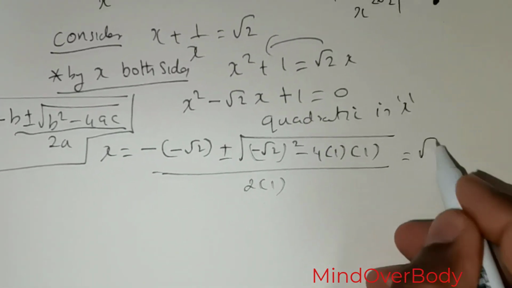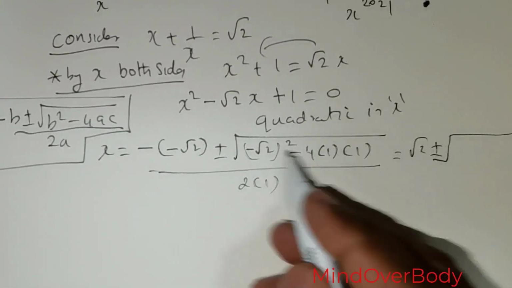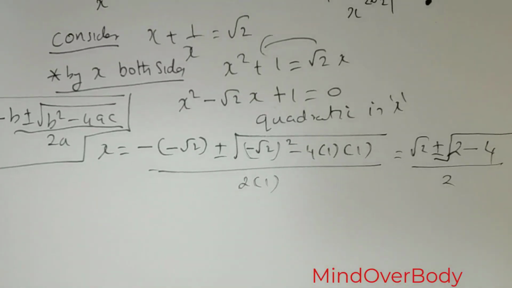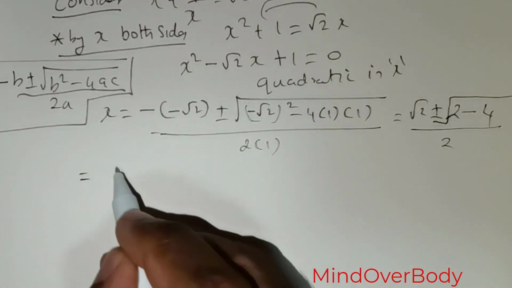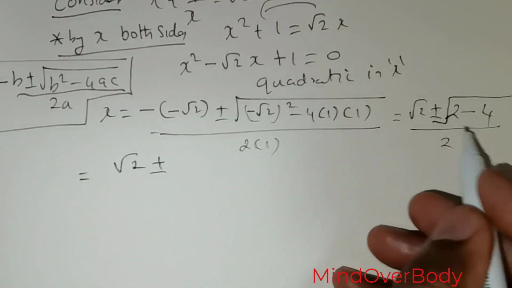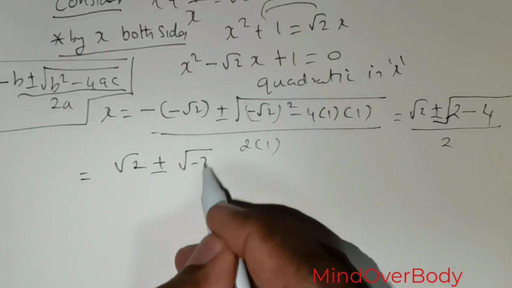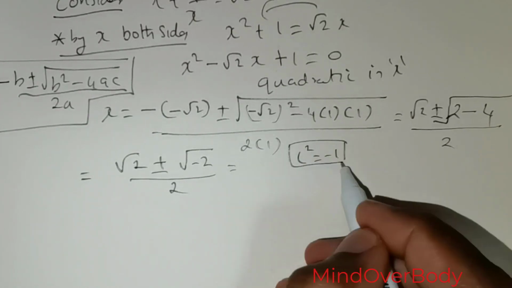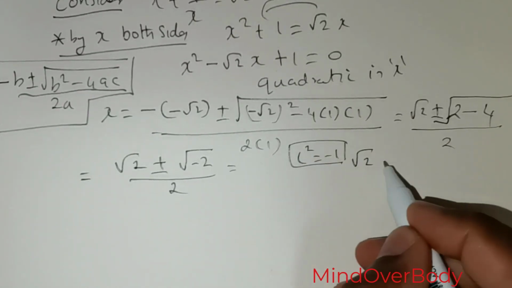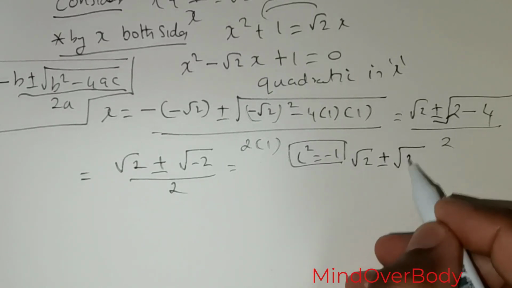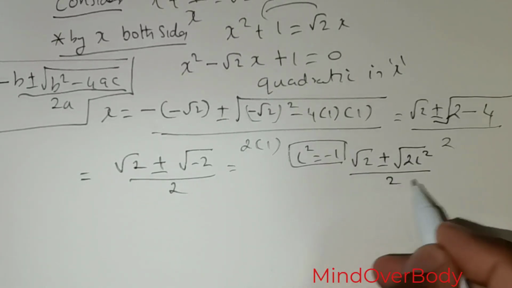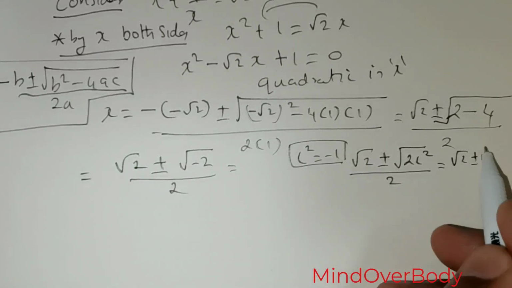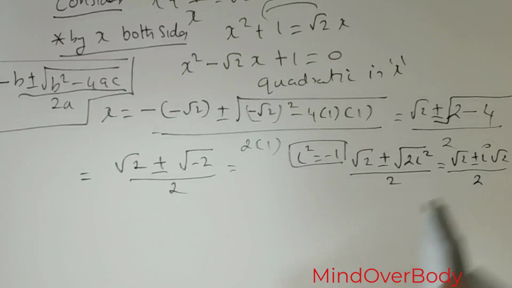I can rewrite this as root 2 plus or minus square root of 2 minus 4, divided by 2. I can further rewrite this as root 2 plus or minus square root of negative 2, divided by 2. I know that i squared is equal to negative 1, so I will be rewriting this as root 2 plus or minus square root of 2i squared divided by 2, which can be rewritten as root 2 plus or minus i times root 2 divided by 2.